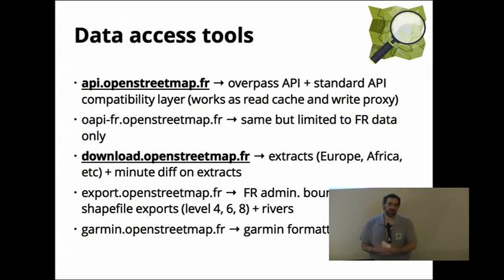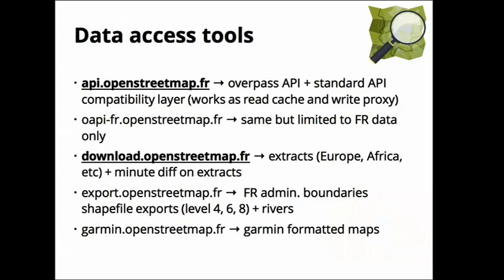We have another family of tools about data access. The first one is api.openstreetmap.fr.